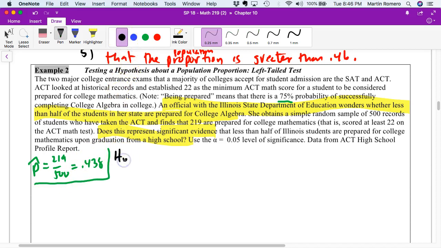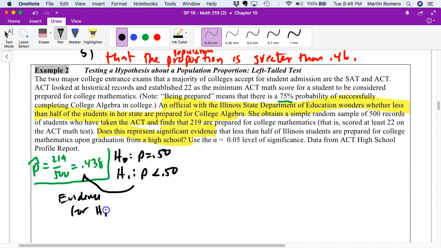The null hypothesis is going to be that the proportion equals 0.50. The state person believes that the proportion is actually less than 0.50. This is evidence, potentially, for H1 could be true because the sample proportion is smaller. So that's step one, get the null hypothesis. Her claim is that it's less than 0.50, less than half her students are prepared.